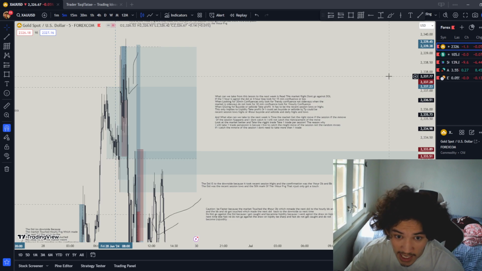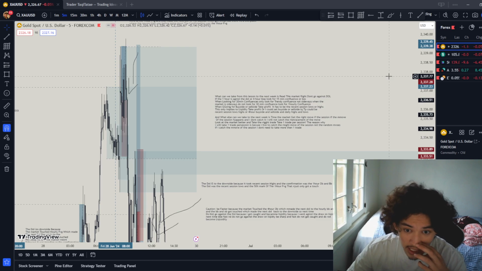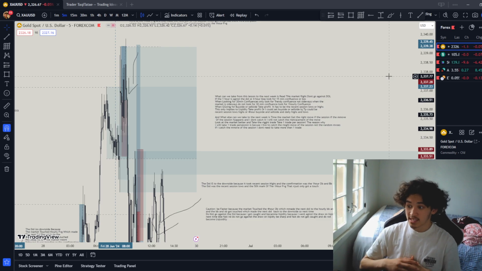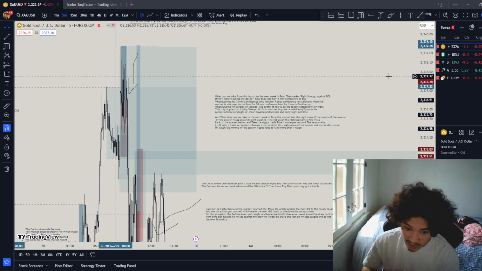If the move of the session happens and I don't catch it, I will not catch a retracement, right? And just wait for the next session to happen. I'll look at the market better and take the right trade. Take one trade per session. The reason I take one trade per session is because I have to catch the right move of the session, not random moves, right? If I catch the right move of the session, which is the drawn liquidity, there's no need for me to take more than one trade, right?